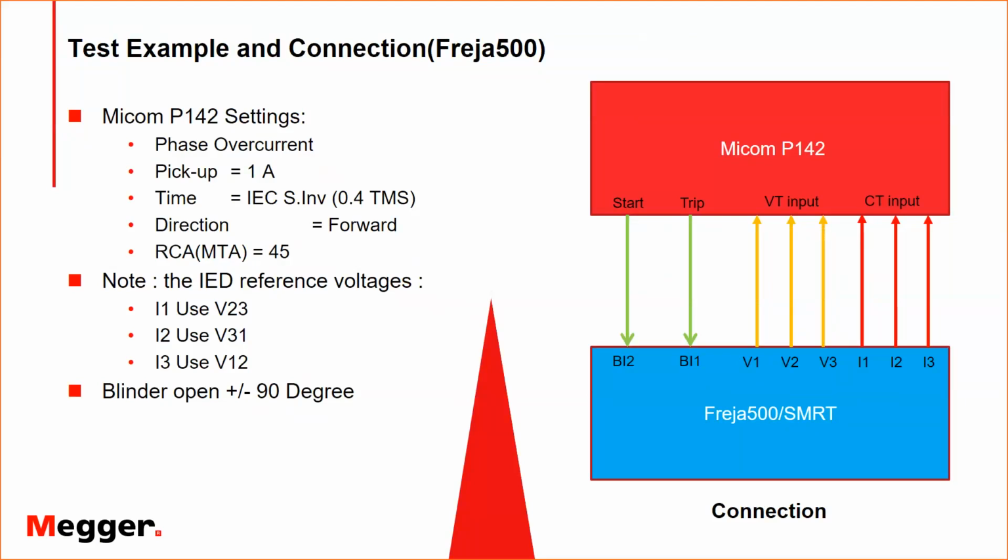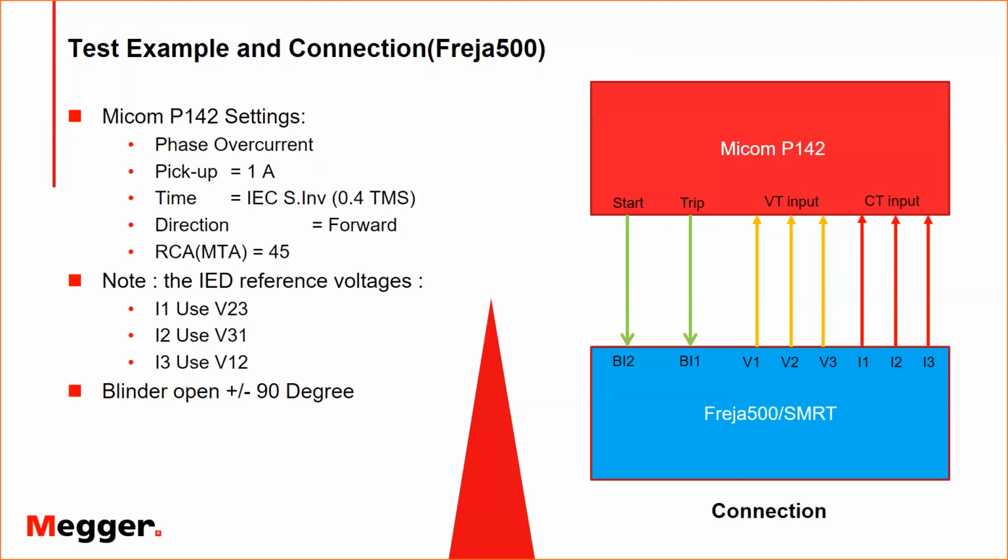So the reference voltages, as I mentioned earlier, for phase A we are using V2-3, for phase B we are using V3-1, and for phase C I'm using V1-2. Basically, the healthy voltages are used for the faulty phase current. My blinder in this relay is plus and minus 90 degrees, because some other relays have different blinders. They have sometimes 85 or 80. Some relays maybe allow you to change that to see how that blinder works.